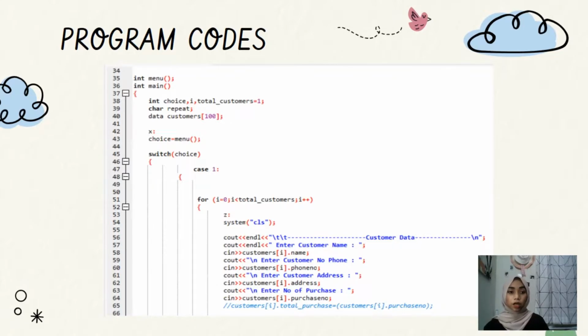Next, we use an if statement for the user to choose if they want to add more customer data or if they do not want to add customer data. If the user wants to add more customer data, then the program will return to Z, which will repeat for the user to add more customer data. And if the user doesn't want to add more customer data, it will automatically go back to the main menu. At the end of case 1, there is a break statement to prevent the code from running into case 2.